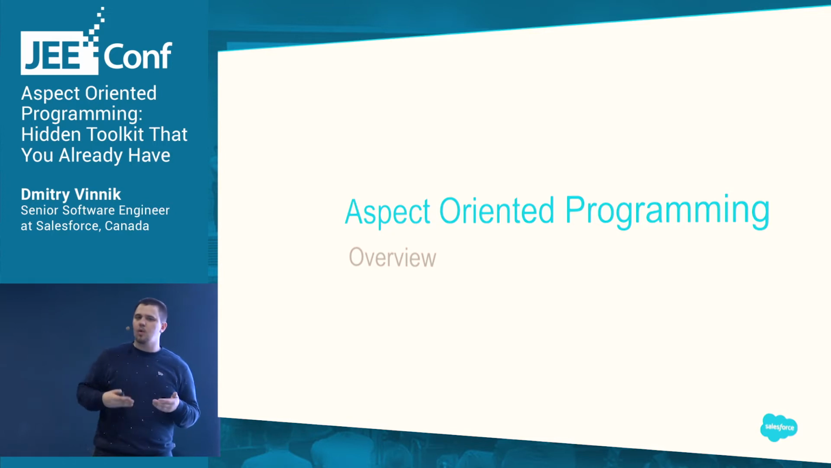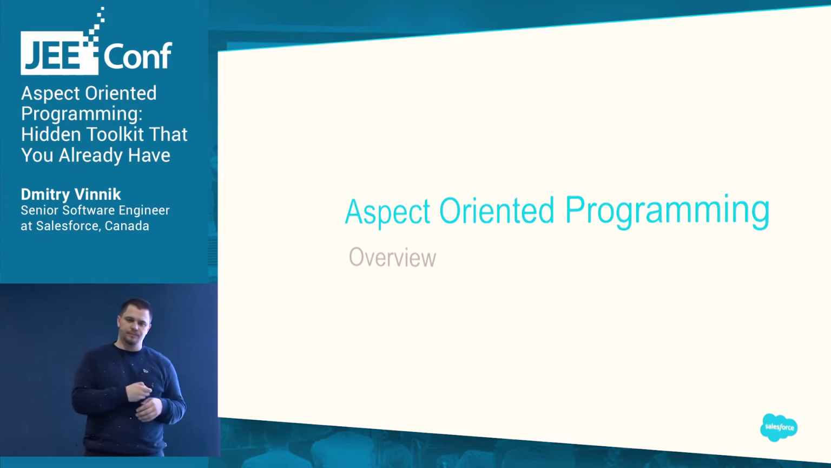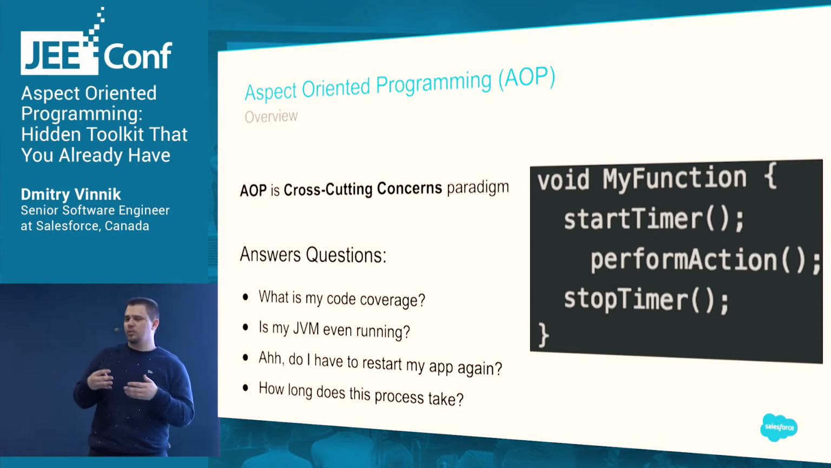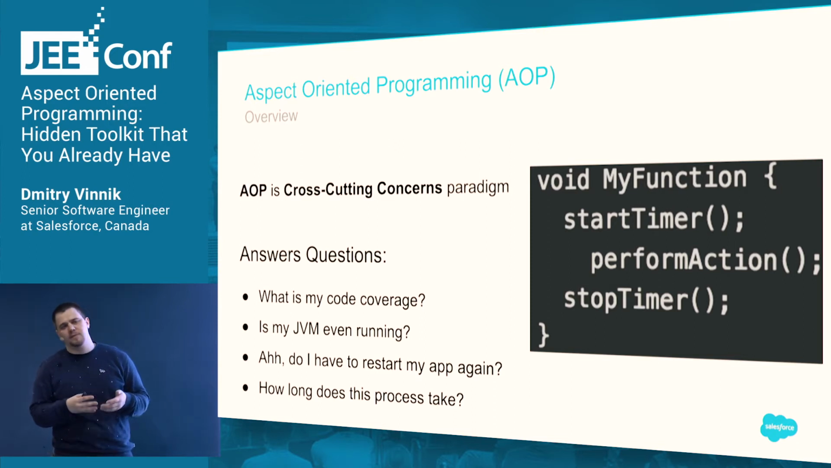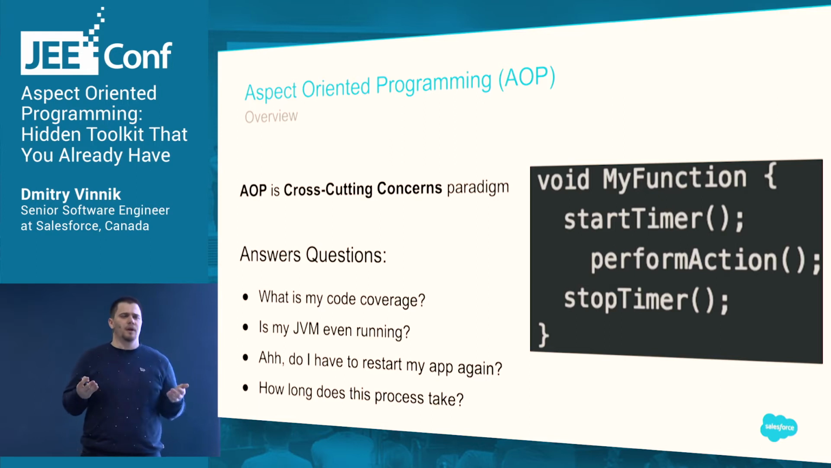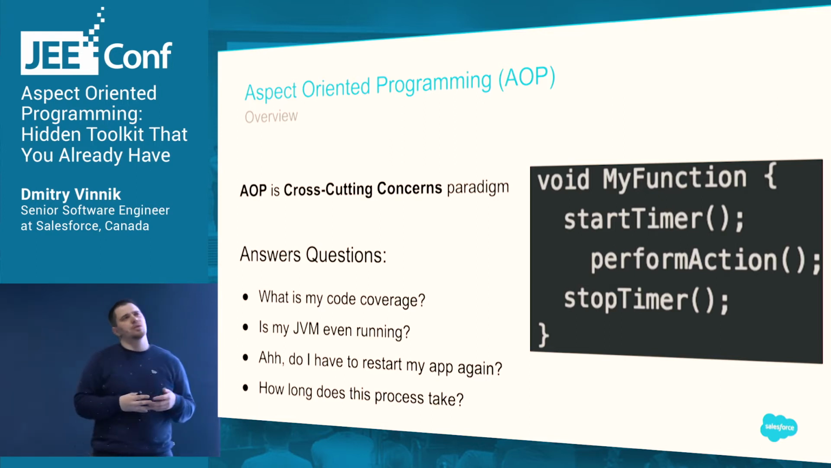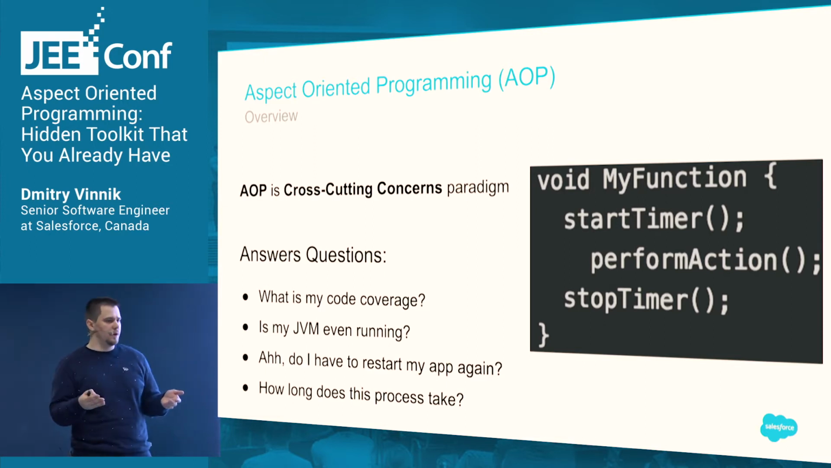So I'll begin with the overview of what aspect-oriented programming is and try to highlight the main questions it tries to answer. I put some pseudocode in here, and if you were to search Wikipedia, the first sentence you would see as a definition is that it's a cross-cutting concern paradigm. It sounds fancy, but to explain it a bit more, I actually like to look back at what object-oriented programming is.